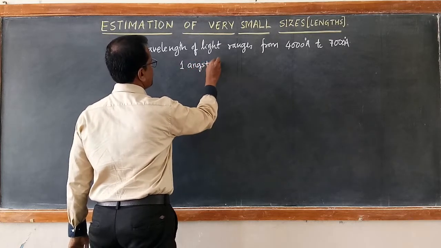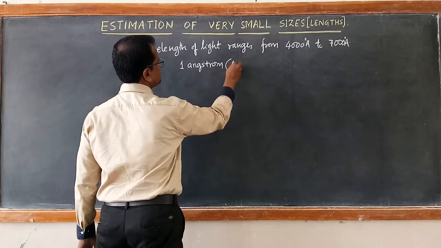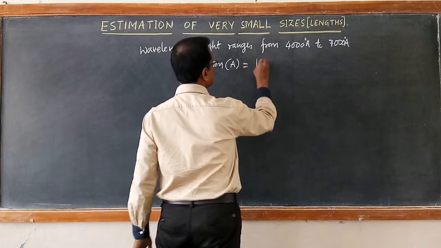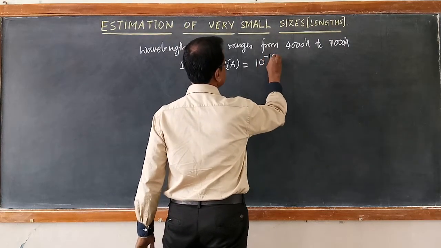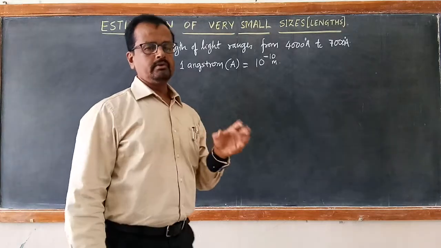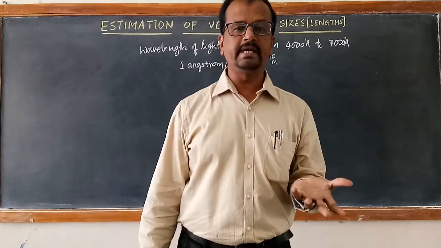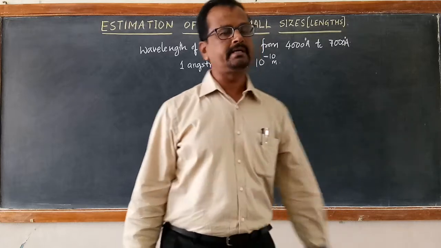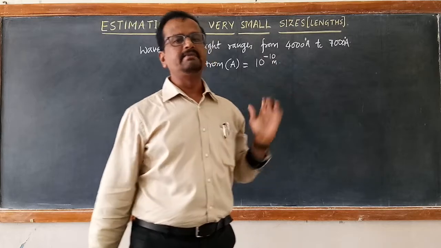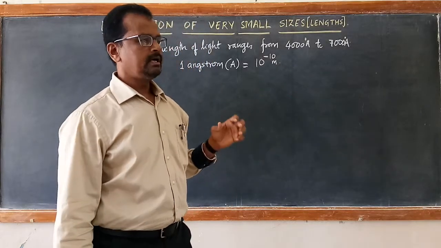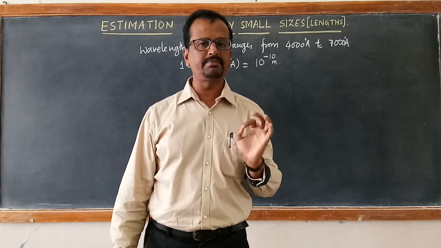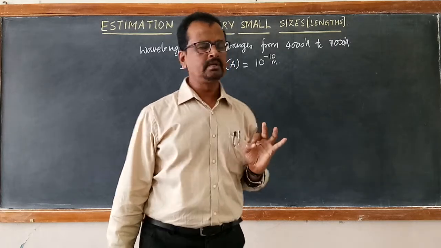1 angstrom, in short it is written as A. 1 angstrom is equal to 10 to the power of minus 10 meter. The size of a molecule will be of the order of 10 raised to minus 8 meter to 10 to the power of minus 10 meter. Therefore, the optical microscope has this limitation. It cannot focus and will not be able to see the size of a molecule. Thickness of a molecule cannot be seen with the help of optical microscope.